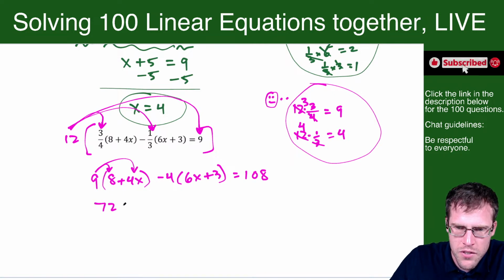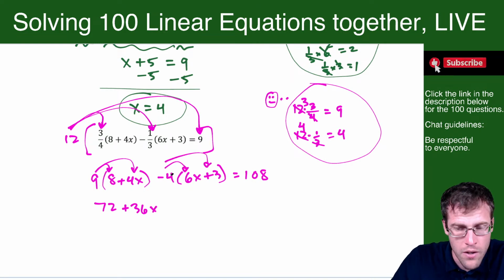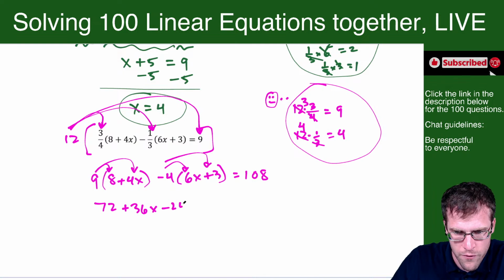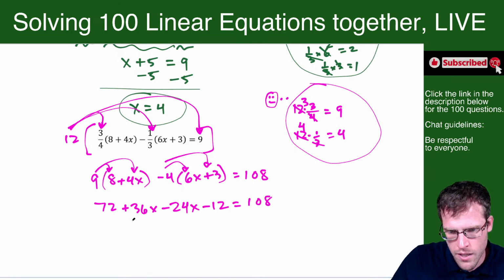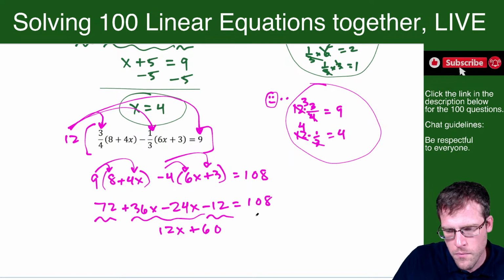9 times 8 is 72, plus 9 times 4 is 36, so we have 36x. And now we're going to get a double minus here. So minus 4 times 6 is minus 24, so we get minus 24x. And then minus 4 times 3 is minus 12 equals 108. So we combine like terms. This is going to make 12x, and 72 minus 12 is going to make 60. And this is equal to 108.